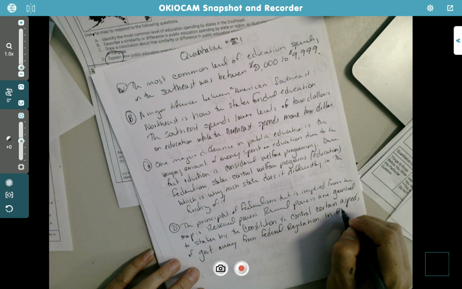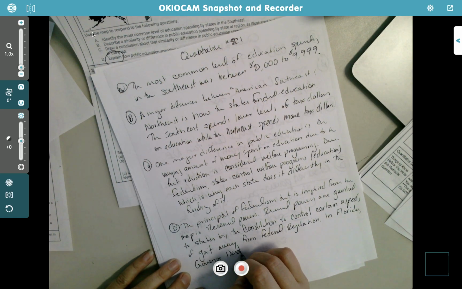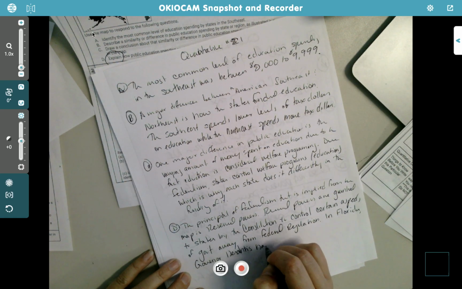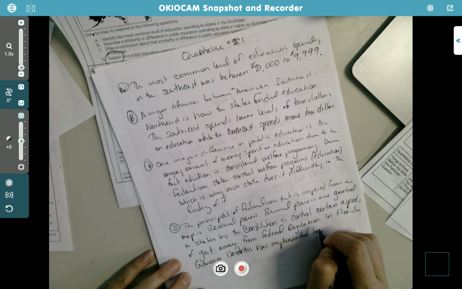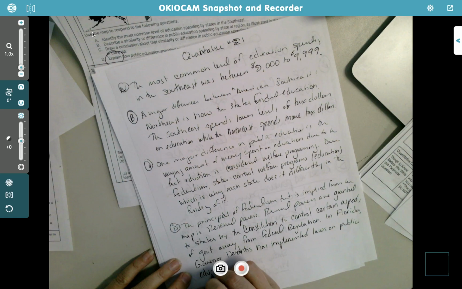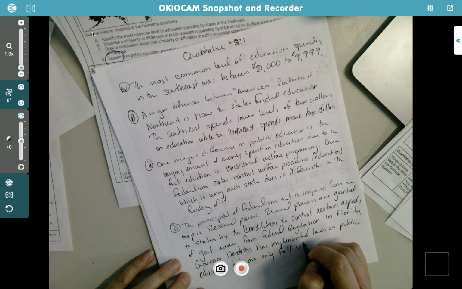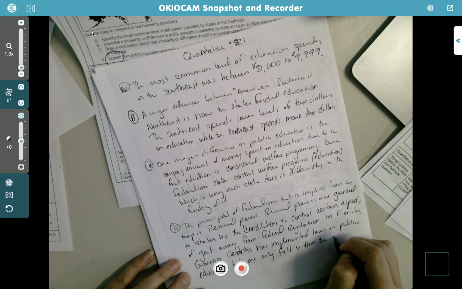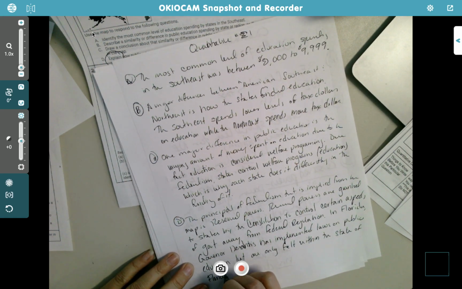In Florida, Governor DeSantis has implemented laws on public education that are only felt within the state of Florida itself. Here you go.